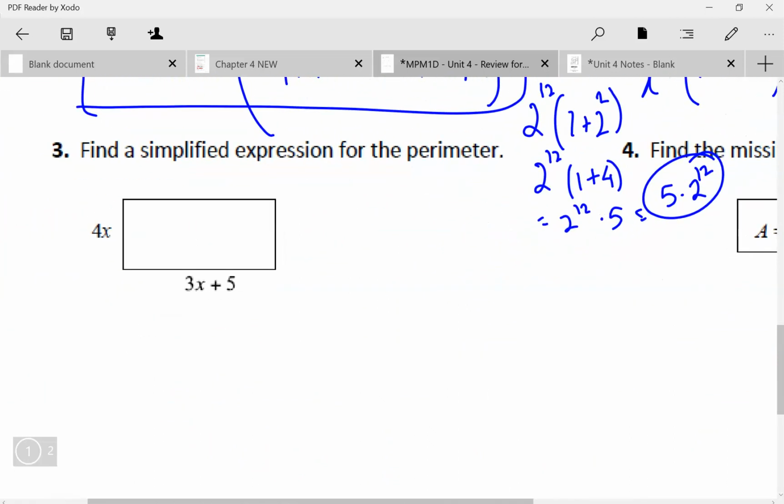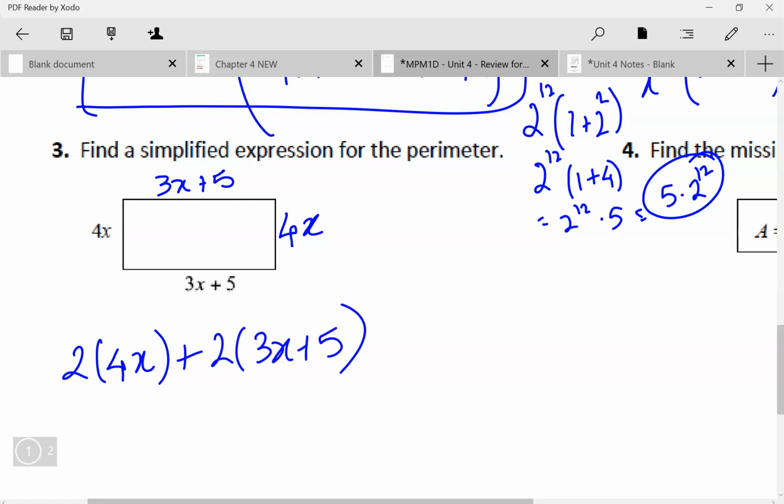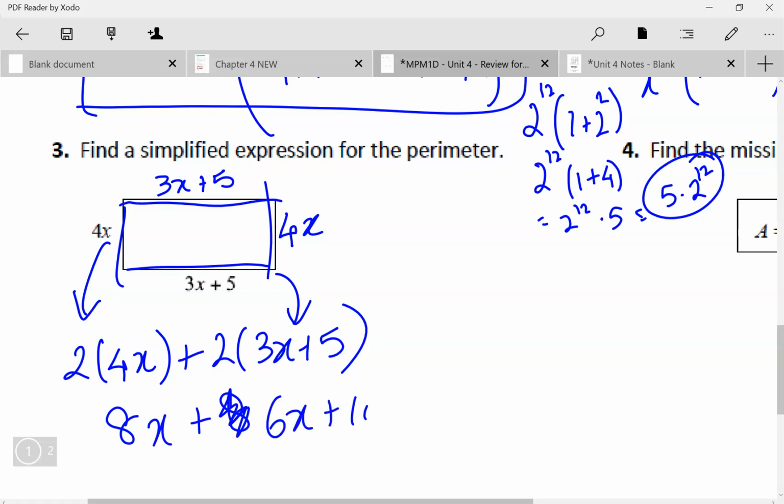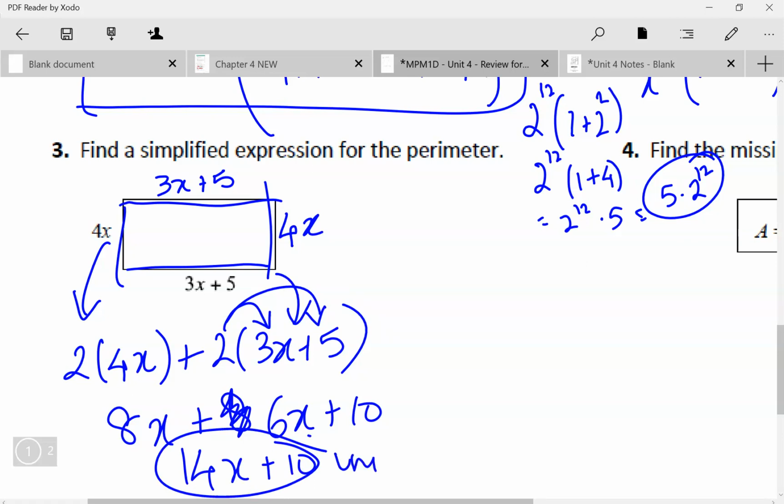Find a simplified expression for perimeter. Hopefully we've done questions like this before. This is just 2 times 4x plus 2 times 3x plus 5, because I'm doing this plus this over here, and that plus that over there. 8x plus, oops, 6x plus 10. Again, I have to use my distributive property here when I have a 2 outside the bracket. Collect like terms, and there's your answer, units.